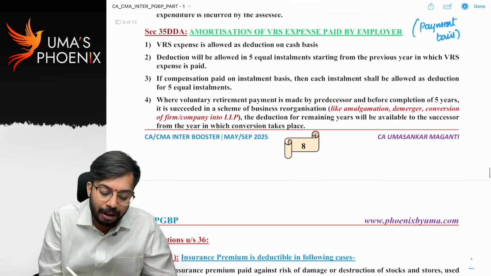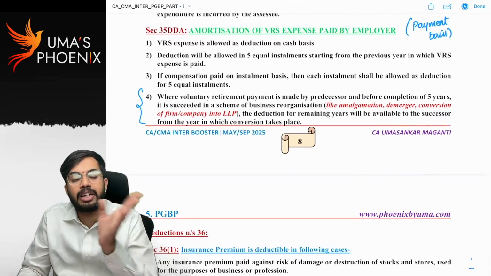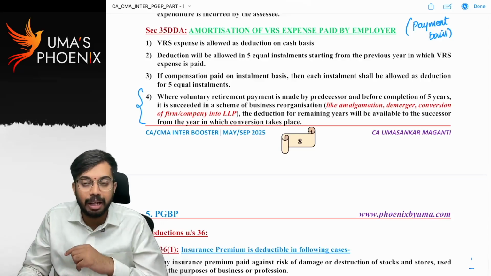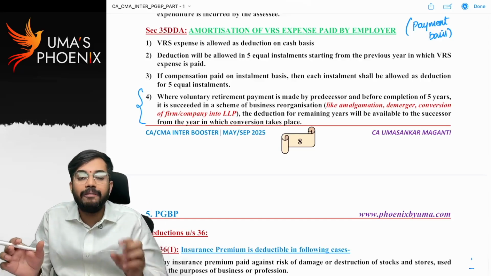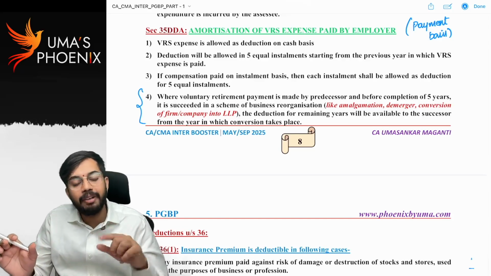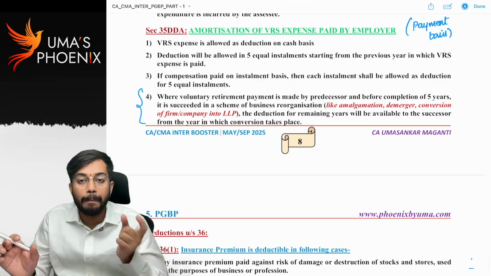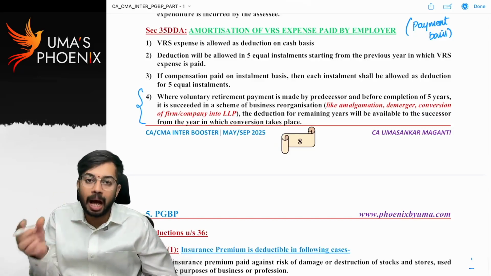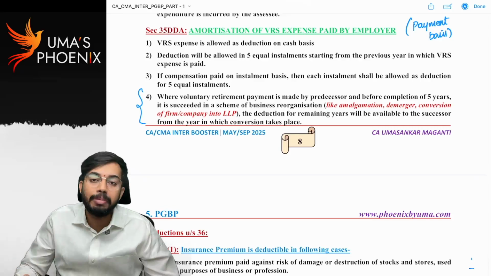Next, in case of conversions means what? When a sole proprietary concern is converted into company, or when a partnership firm or LLP is converted into company, or company is converted into LLP, in case of conversion, when predecessor paid VRS compensation, predecessor is eligible to claim deduction. But after payment of VRS compensation, if conversion happens, then for balance period, successor is eligible to claim VRS compensation expenditure.